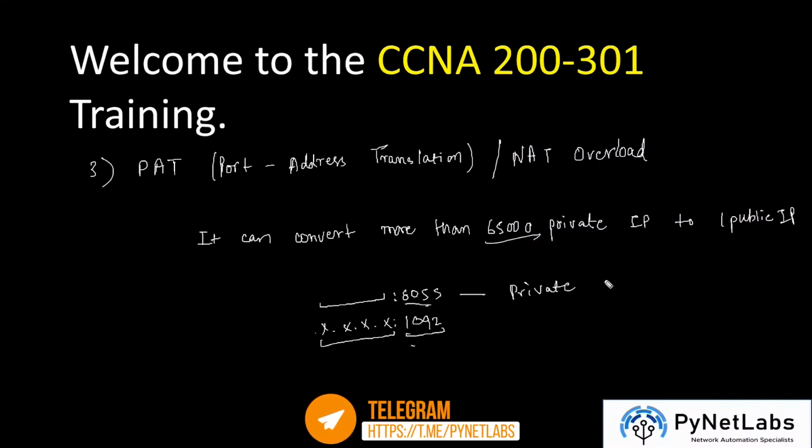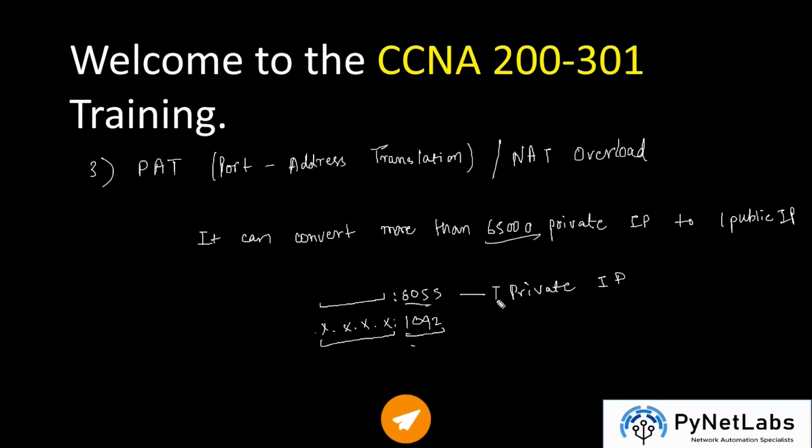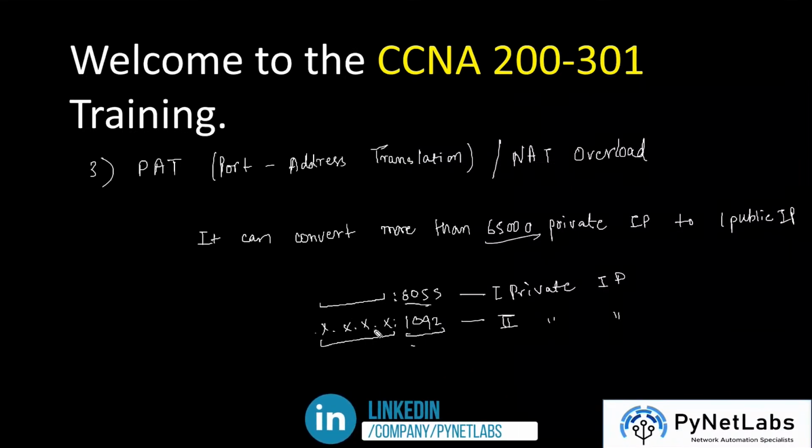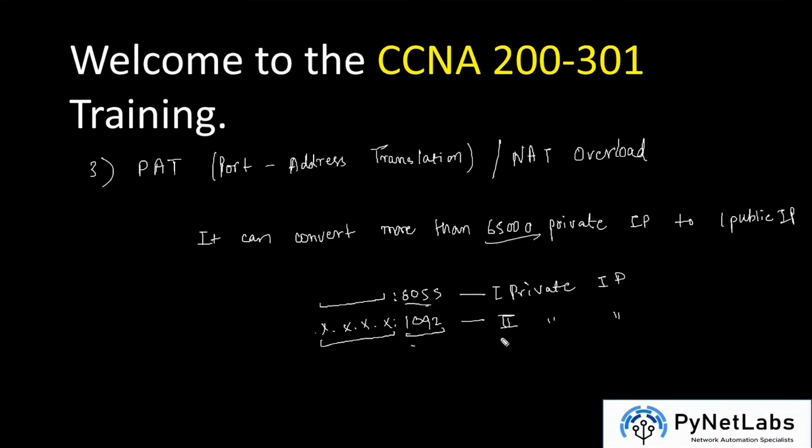So let's say we have the first private IP here, and a second private IP here. We assign the same IP address with different port numbers to these private IPs so that they can communicate over the internet. Do you understand how PAT works? Is it clear, or do you still have any doubt? I can repeat myself. So basically the conversion here happens using port numbers.